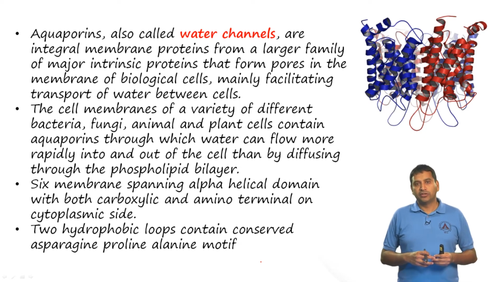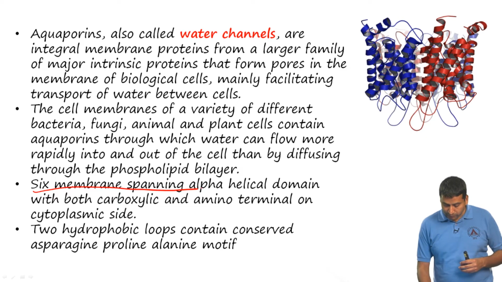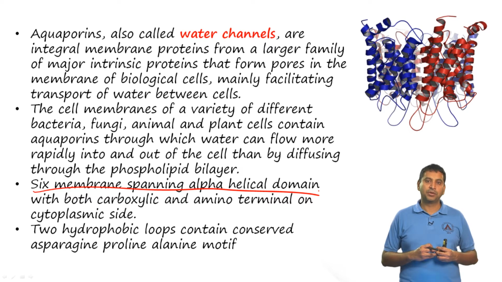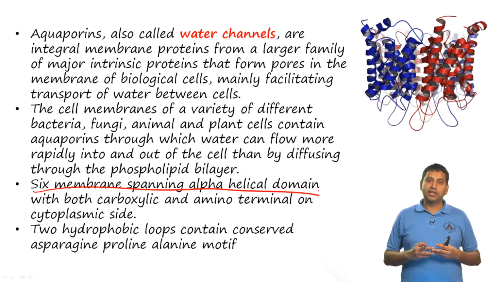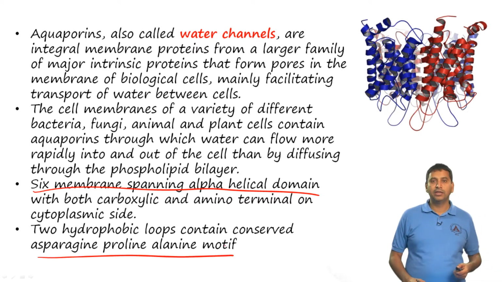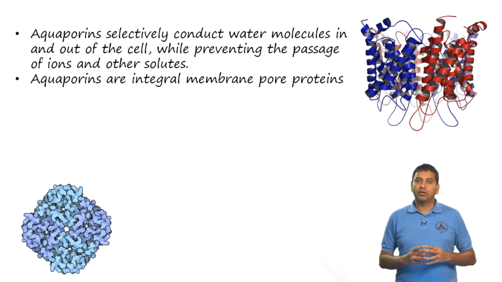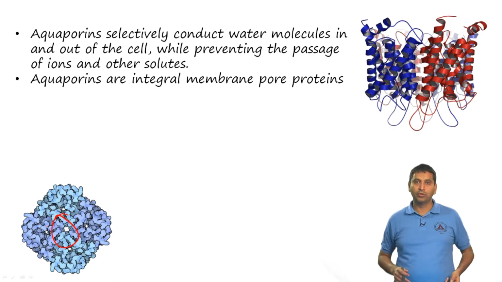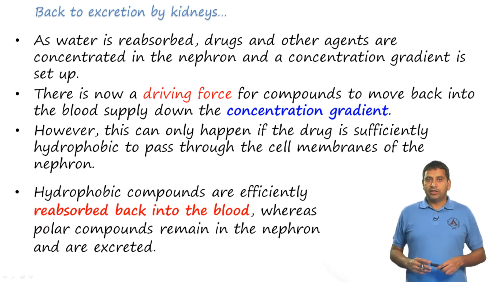This structure contains 6 membrane spanning alpha helical domains with both carboxylic and amino terminals on the cytoplasmic side. So, on the inner side are both the C terminal and the N terminal. And there are 2 hydrophobic loops containing a conserved asparagine, proline and alanine motif. Aquaporins selectively conduct water molecules in and out of the cell and prevent passing of other solutes. Here is the pore that you can see that is created through which water is going to be transported.